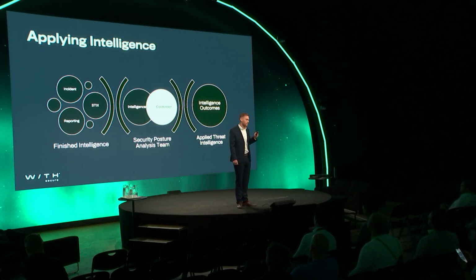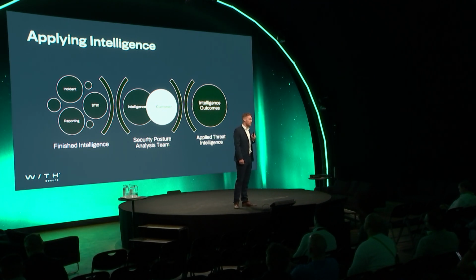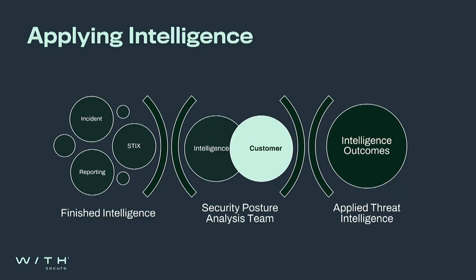And this is how we apply it. So we'll take our finished or our almost finished intelligence, and we will wash that over the customer estates that we operate with our security posture analysis team. And our security posture analysis team pretty much does what it says on the tin. They provide peacetime value by highlighting to our customers the environmental conditions on their network that enable attacks to succeed. And when we overlay this with our threat intelligence, we have what we call our applied threat intelligence concept, and that drives our outcomes.